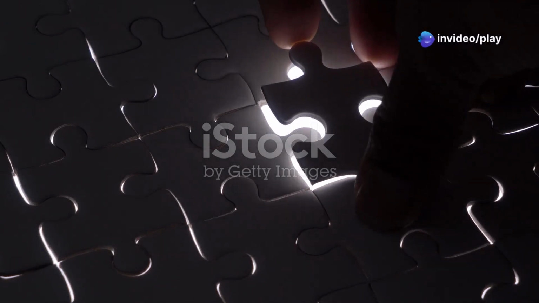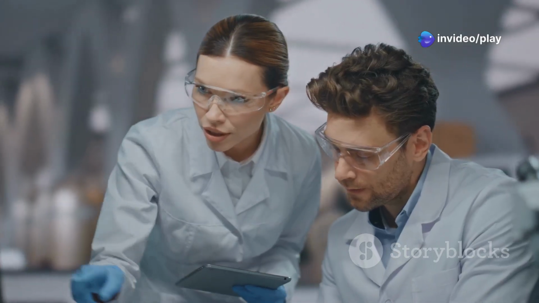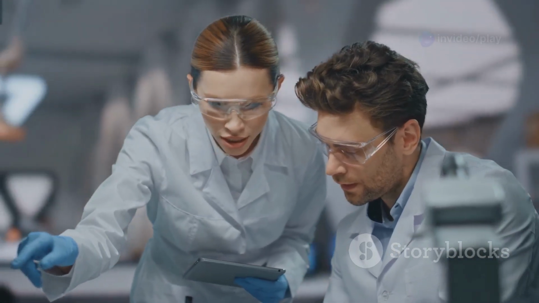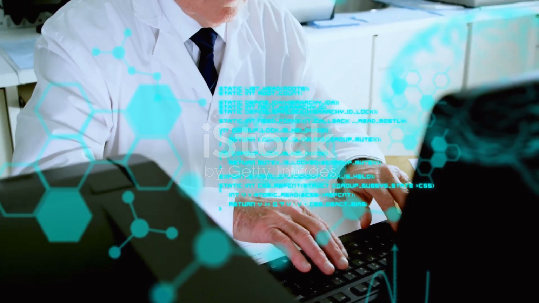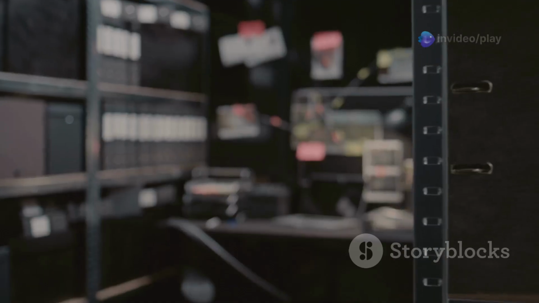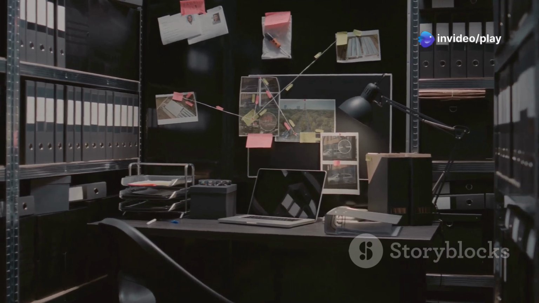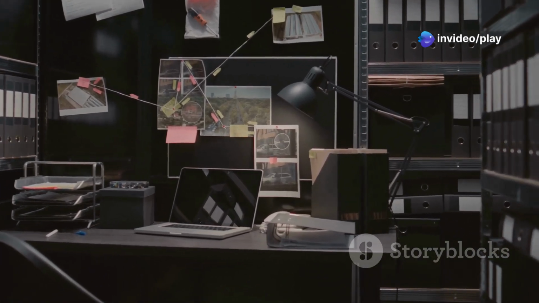Imagine a vast puzzle with a missing piece. That missing piece in the world of research is what we call a research gap. It's an area or question within a field of study that hasn't been fully explored or answered. Think of it as an unsolved mystery or an unanswered question that researchers are eager to solve.